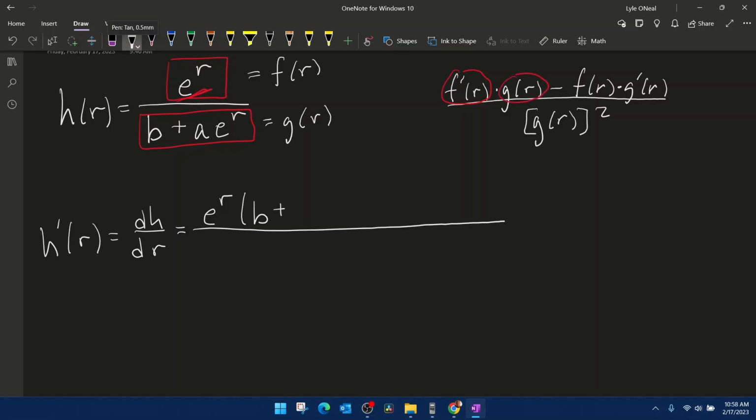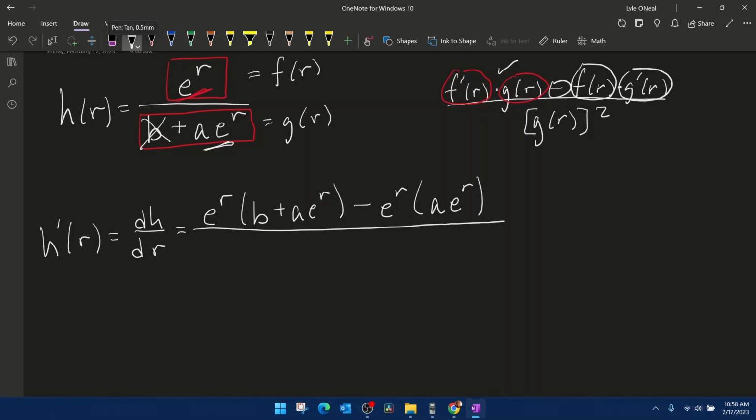We're just going to copy and paste b plus a e to the r, and that takes care of the first product. And then we have a minus, and we need to copy f of r. So then that's going to be just e to the r times the derivative of the bottom. So remember that b is a letter, but since it's not r, it's going to be considered a constant, and the derivative of a constant goes to 0. So we lose the b in the derivative, and the derivative of a e to the r is simply a e to the r.